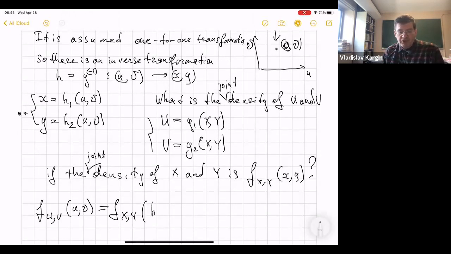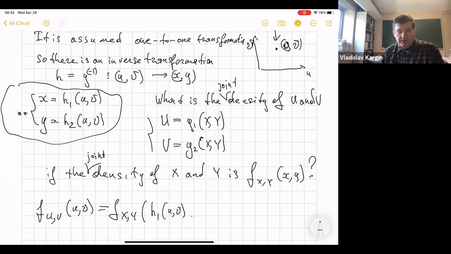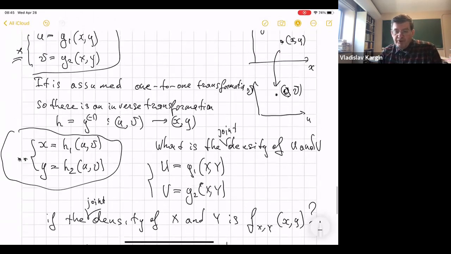So what's this point? Well, this point is h1. So I'm looking at this kind of formula. Instead of x, I take h1 of u, v, and instead of y, I take h2 of u, v. So I fix u and v, and I want to apply the density at x and y, which corresponds to it with u, v.